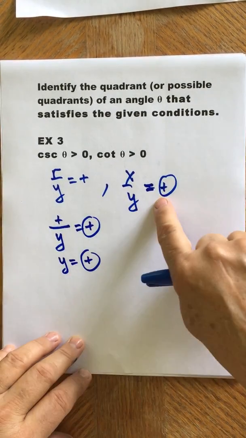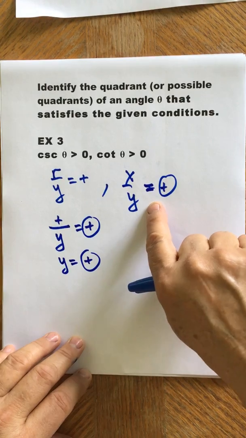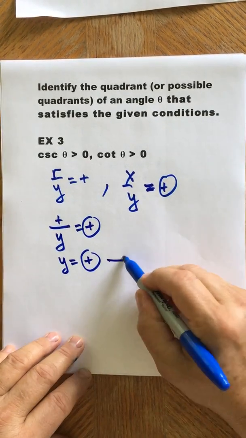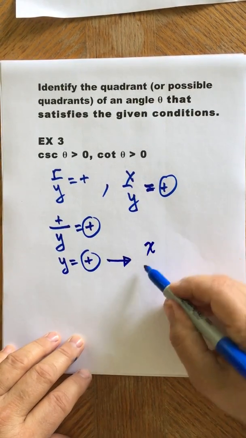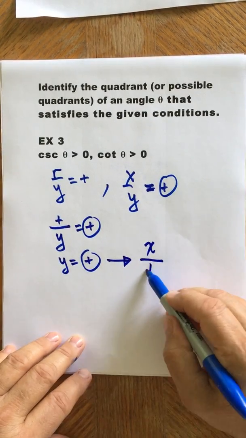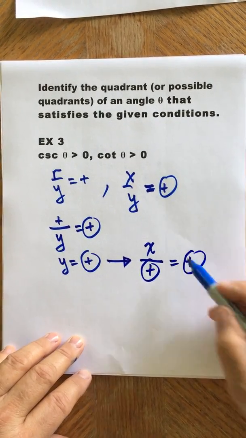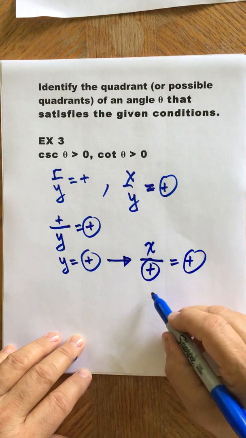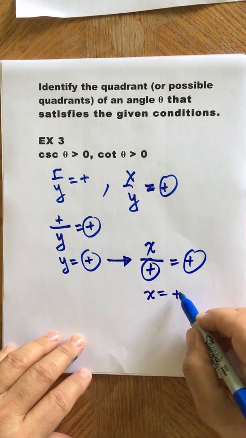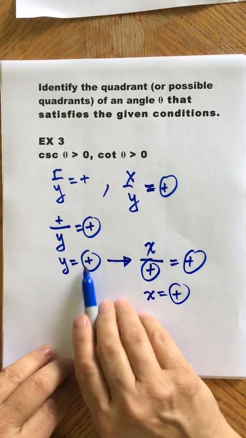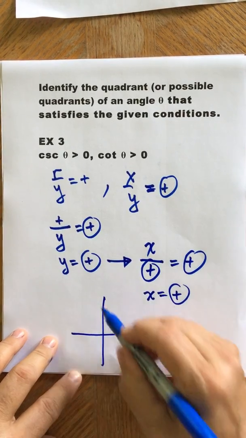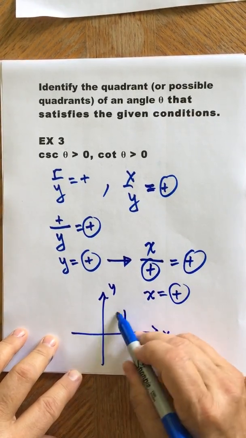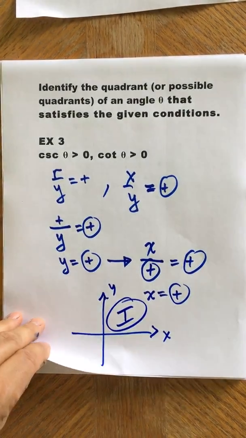Now I can use this with the cotangent of the angle. I don't know what x is yet, but y is positive, and I come out with a positive ratio, therefore x must also be positive. So essentially I have x is positive, y is positive. I must be in quadrant 1.